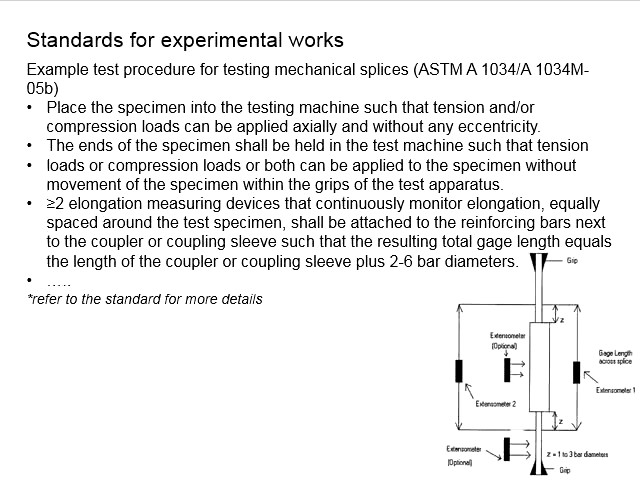The important thing here is you need to ensure the load is applied axially to the splice without any eccentricity. We do not want the eccentricity to affect the accuracy of the results. The end of the specimen should be held in the test machine such that tension loads and compression loads, or both, can be applied to the specimen without movement of the specimen within the grip of the test apparatus.